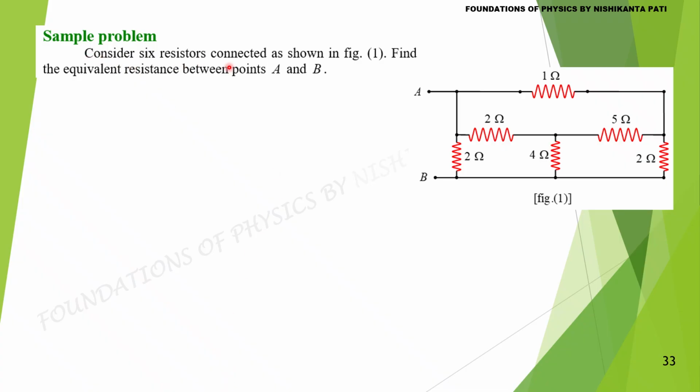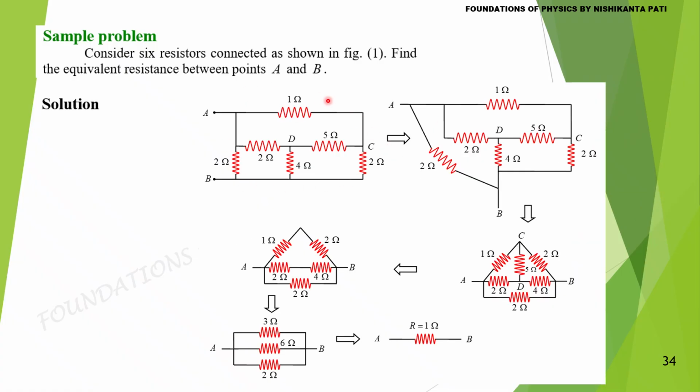Consider 6 resistors connected. Find the equivalent resistance between A and B. B point can be considered to be any point on this line. Similarly, point A can be considered any point on this line. So this circuit is equivalent to this circuit. This 2 ohm is now connecting A and B.